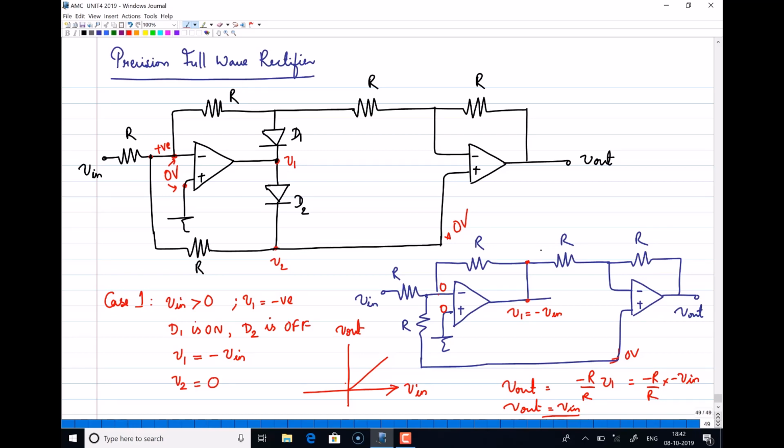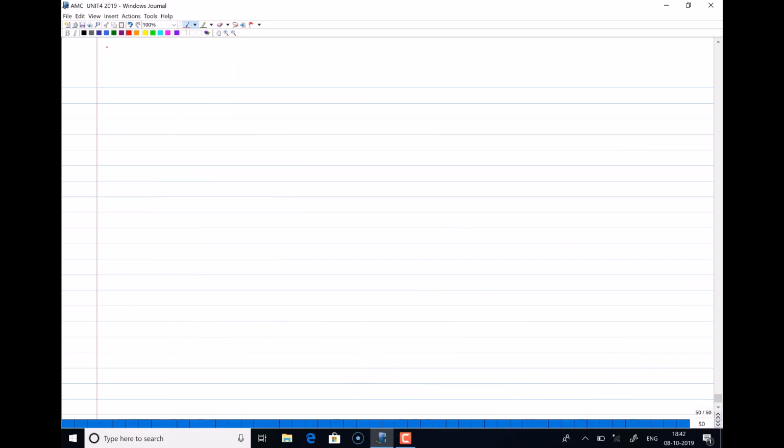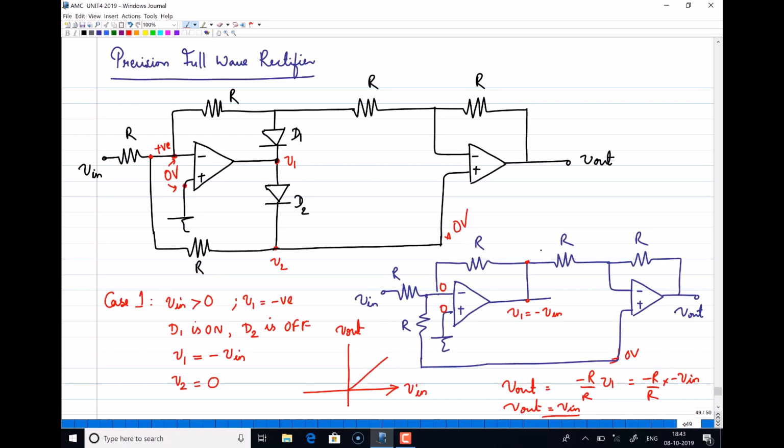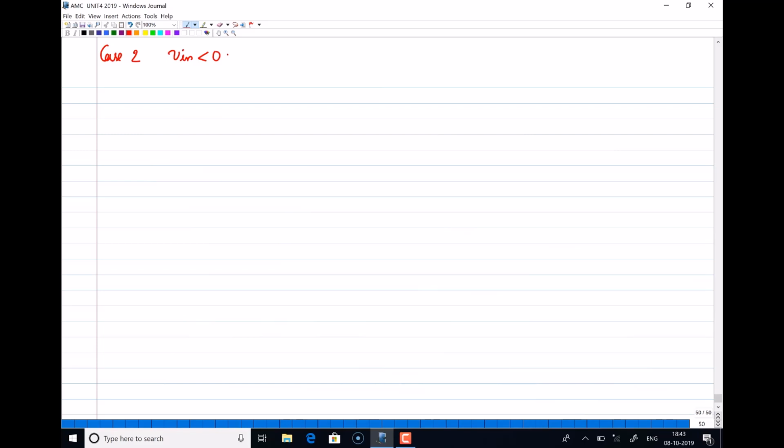That is fine. Now let us see what happens for the same circuit when Vin is less than 0, case 2. If I look at this circuit, when your Vin is negative, what I can expect here is actually a positive voltage because of inverting action. So that will make your D1 off and D2 on. With that, I'll draw the equivalent circuit and proceed further. I'll write my V1 voltage as positive. If my V1 voltage is positive, D1 is off and D2 is on.